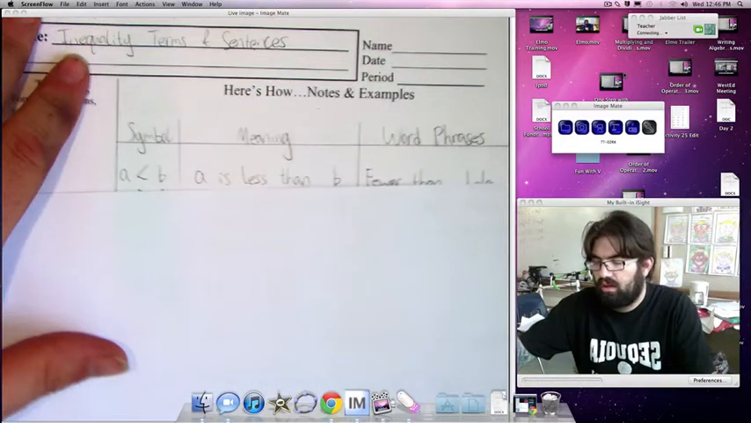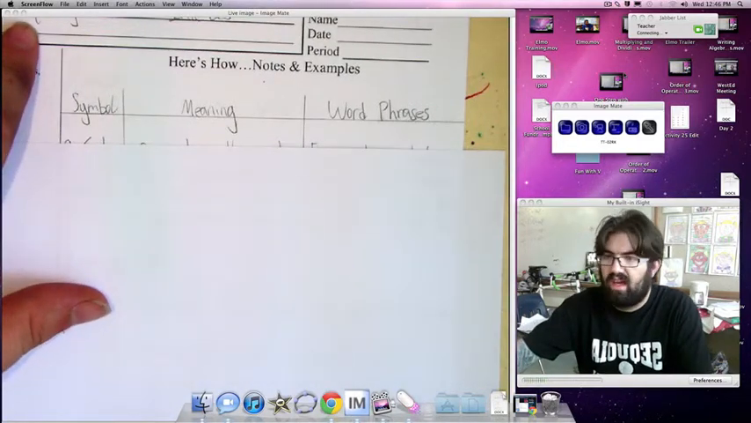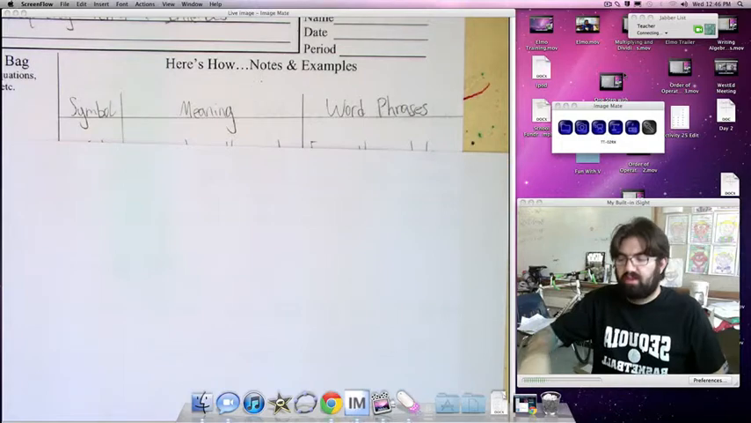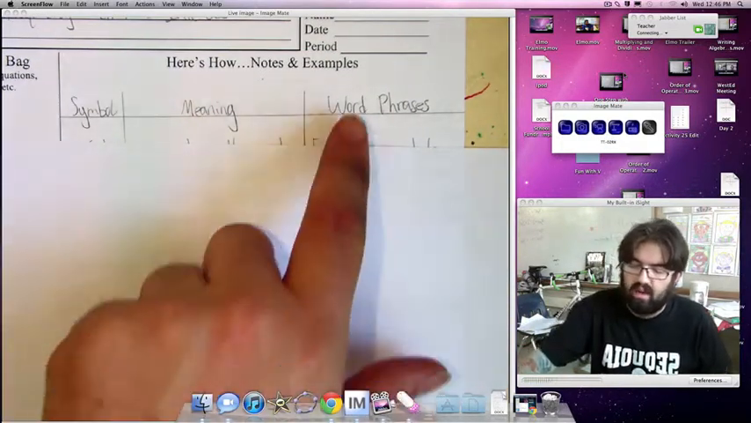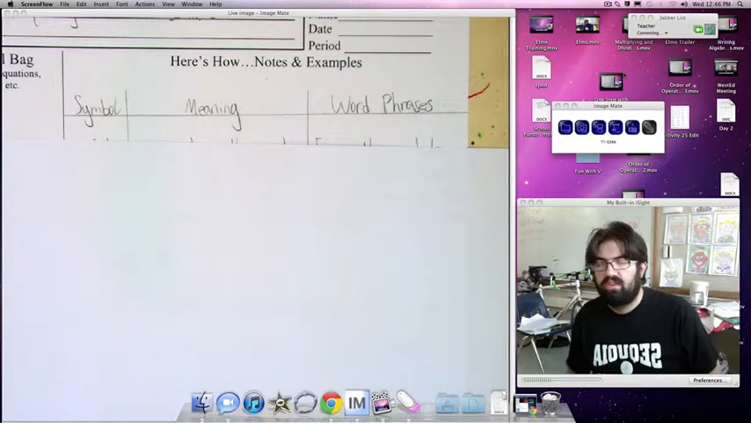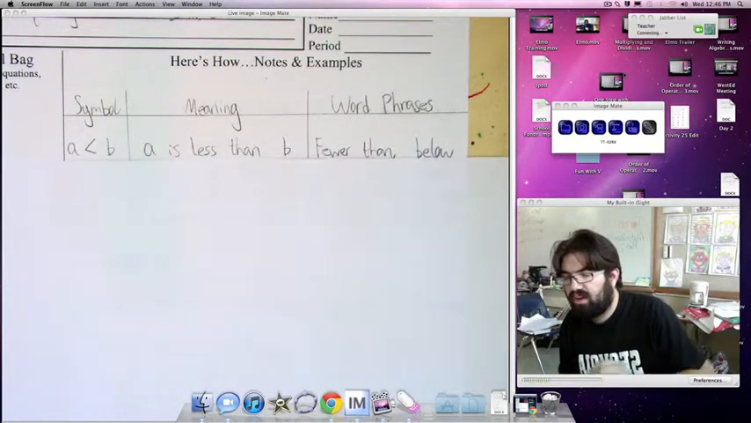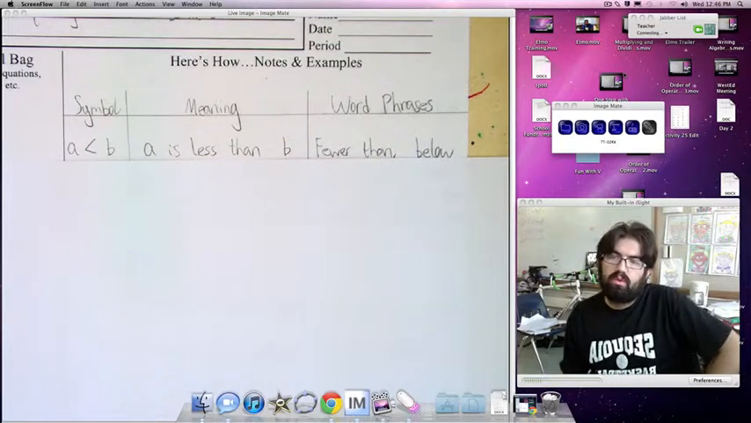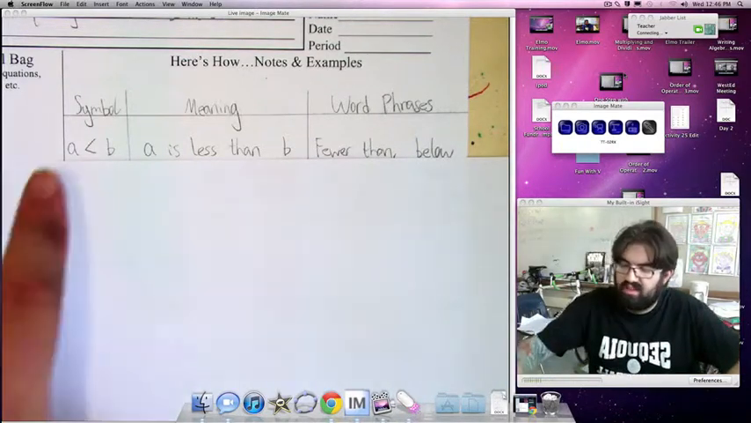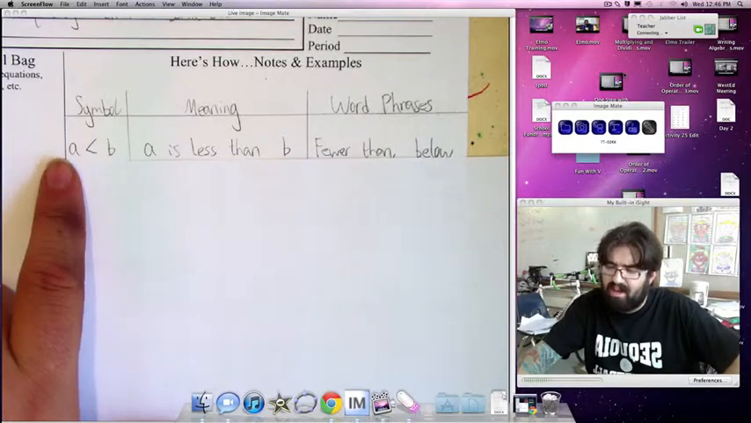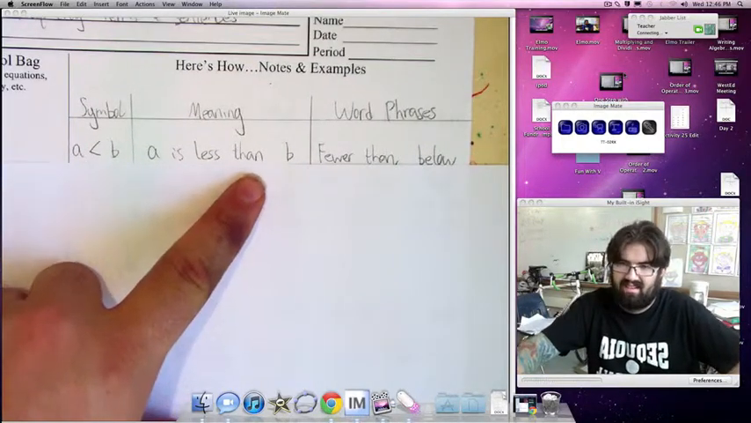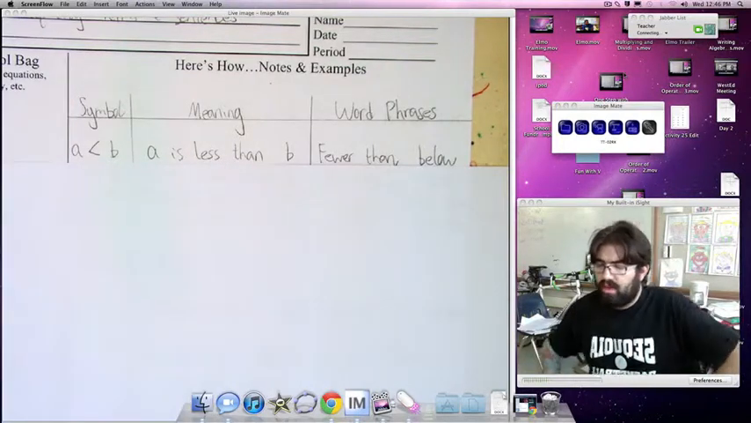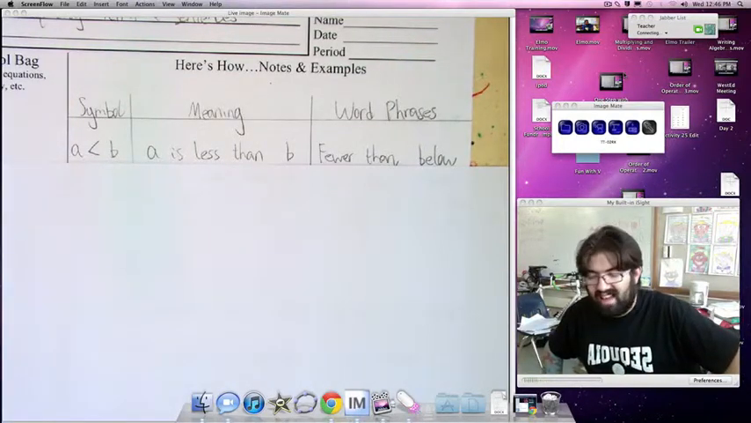So, first thing I've got is a table set up. I've got one column that says symbol, the meaning, like what does it mean, and then some word phrases, like how these phrases would be used. So the first thing I would say is this one. The way you read the symbol is, this is A and B, obviously, and this symbol is less than. That's what it stands for. So the way I would read this is A is less than B.